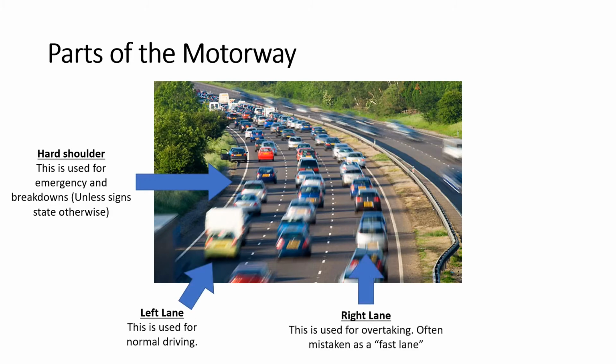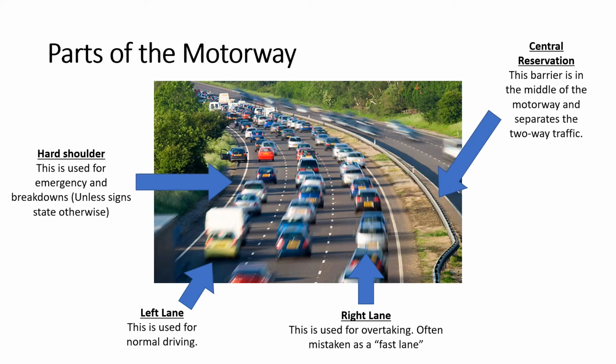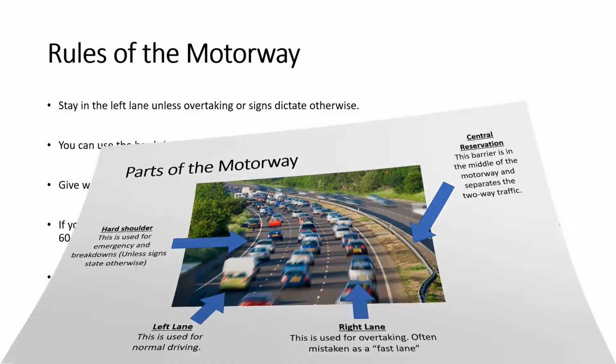We then have the right lane, which is used for overtaking. This is often mistaken for the fast lane. And lastly, we have the central reservation. This is a barrier that separates the two sides of the motorway. Now let's look at some rules of the motorway.